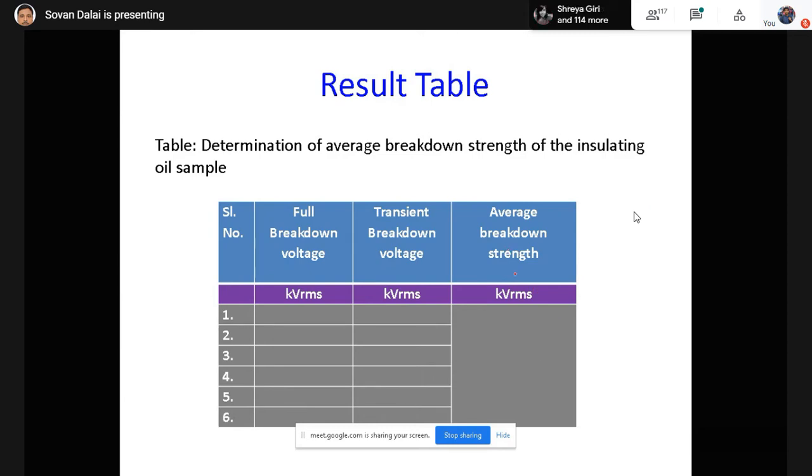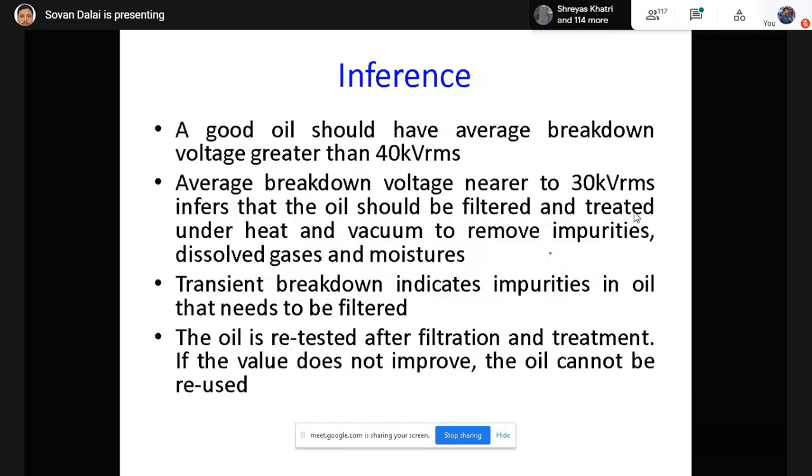So that is why you do not mention that as a breakdown voltage per unit length. Okay. And what is the inference after getting the average breakdown voltage? A good oil should have an average breakdown voltage greater than 40 kV RMS.